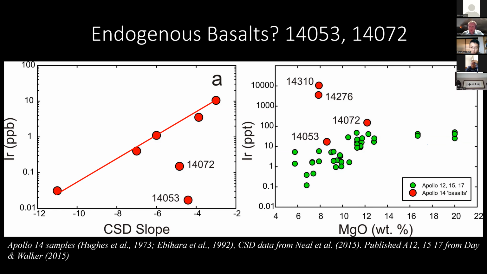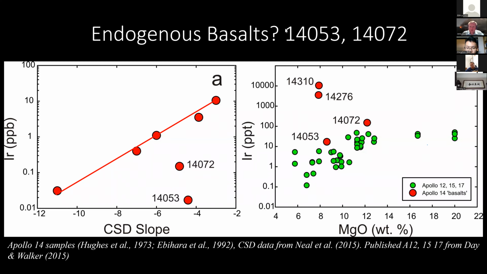In the first instance, of course, you can measure the HSEs in these rocks, and they're extremely low in these two particular rocks. But you can also measure the textural variations in these rocks. This is a plot of crystal size distribution against iridium content for these particular rocks. And you can see that this red line is the trend for impact rocks. And you can clearly see these two rocks fall way off this trend.